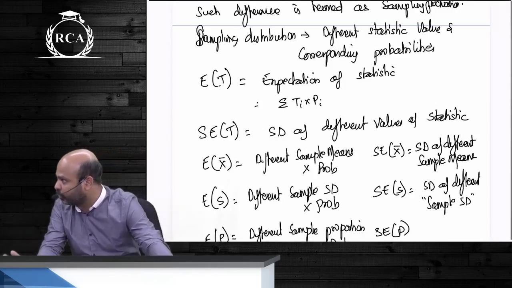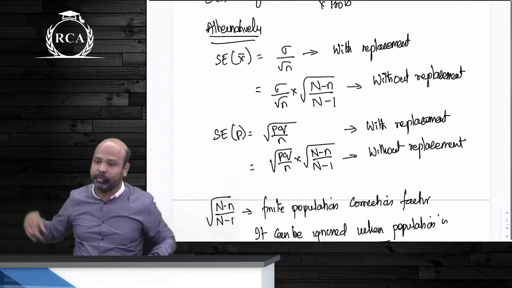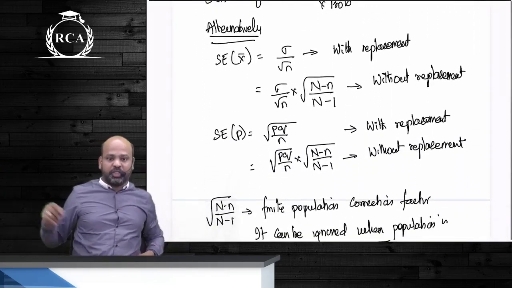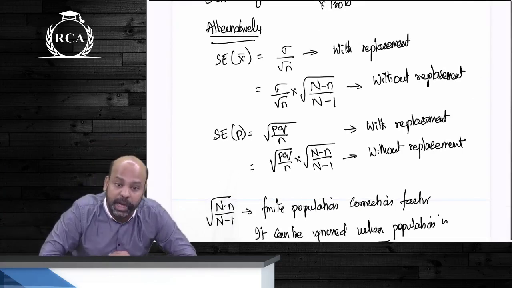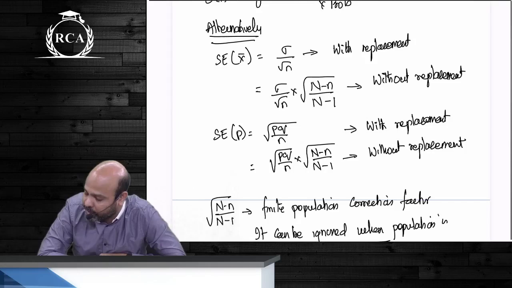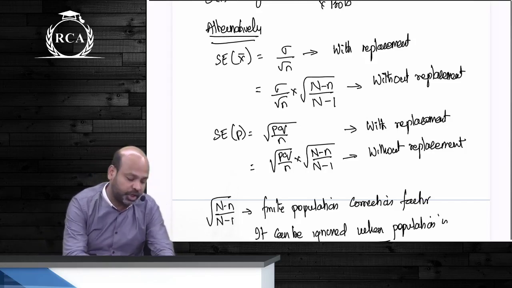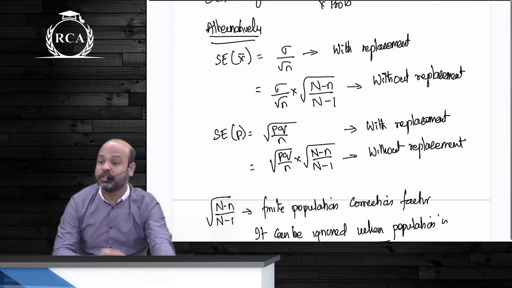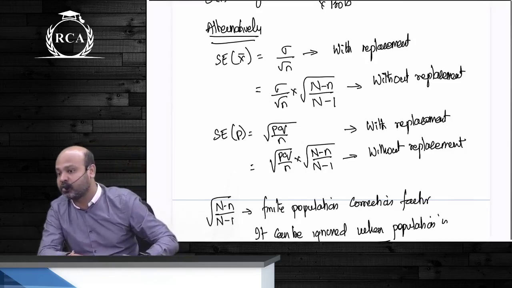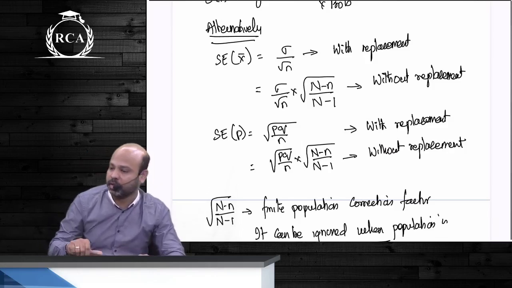That is one way of computing standard error. The other way of computing standard error, guys, for sample means is population standard deviation divided by root n. This is if the samples are drawn with replacement. If it is without replacement, you will have to multiply by the finite population correction factor, which is root over capital N minus small n divided by capital N minus 1.